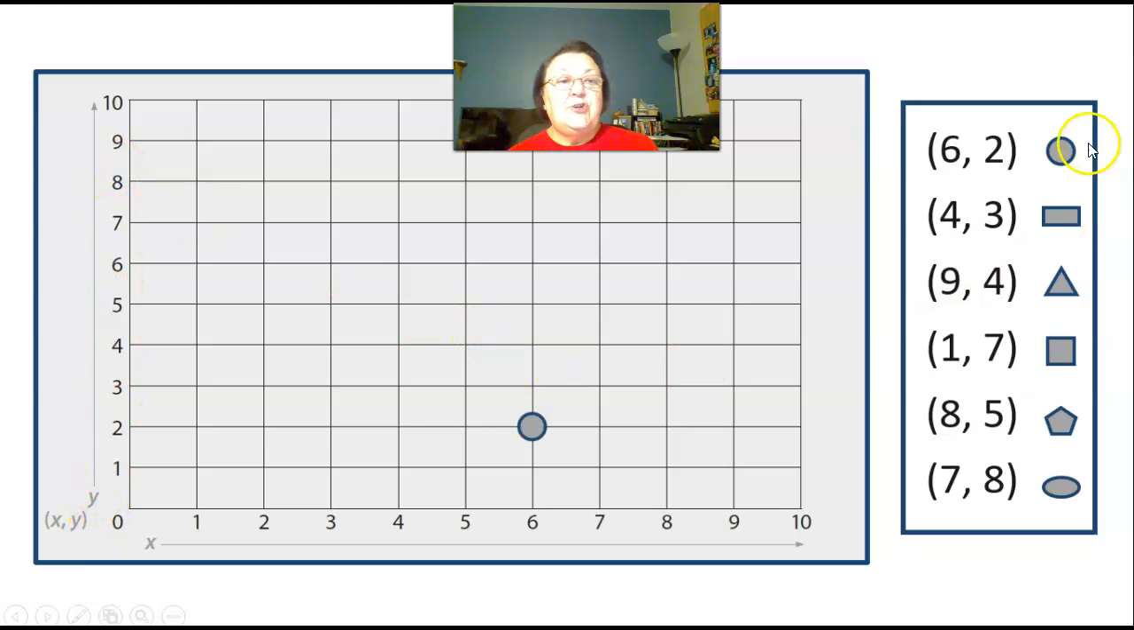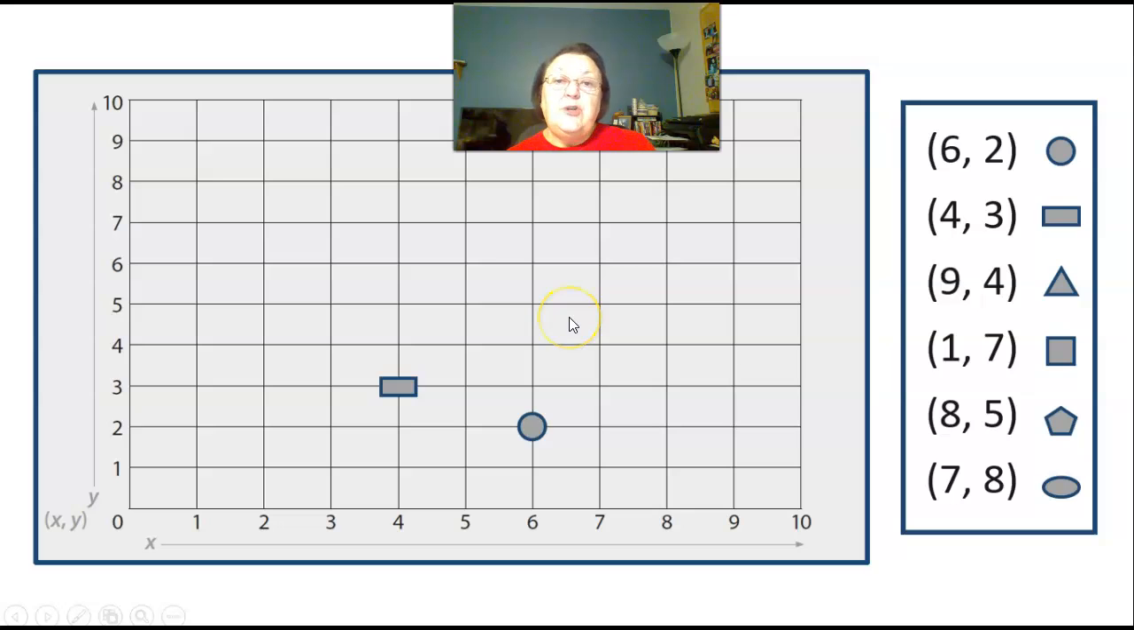So what we're going to do is 6, 2. We are going to put a circle where 6, 2 is. So 6 is my first number, so I go across to 6, and then I go up to 2, and that's where I put my circle. Okay, let's look at the rectangle. The rectangle goes across to 4, up to 3.